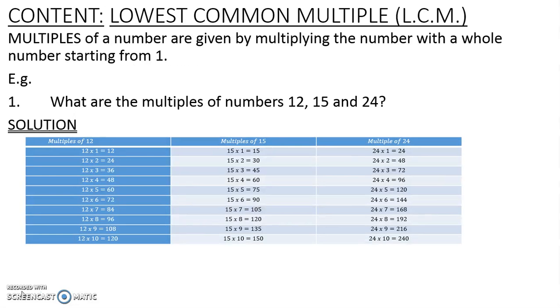Now, first, let us look at what L.C.M is. At the same time, we want to look at what multiples are. Multiples of a number are given by multiplying the number with a whole number starting from 1. An example is given. Multiples of 12. 12 times 1 is 12, then 24. You have 36, 48, 60, 72, 84, 96, 108, 120. Continue. And multiples of 15, we have it from 15 to 150. And from 24, we have it to 240 on the screen here. That continues. We can have 12 times 11, 12 times 12. That is multiples of a number.